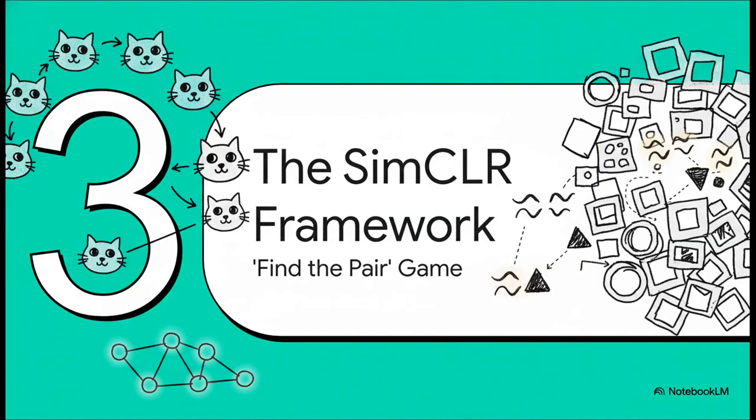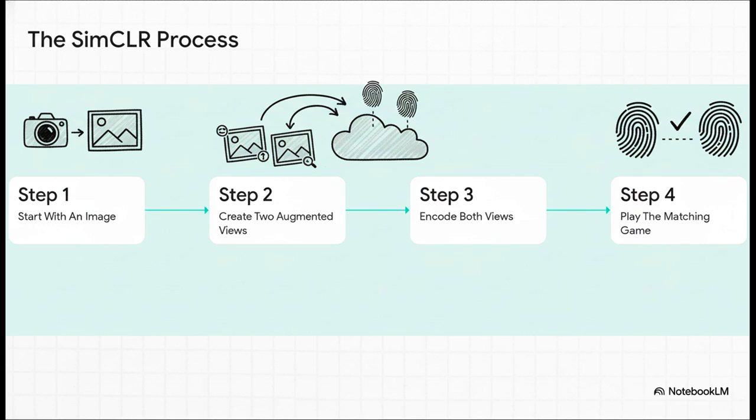So how does this actually work in practice? When you strip it all down, SimCLR is basically a clever matching game. It's like a game of memory, but for a neural network. It has to figure out which two pictures in a huge pile are just different versions of the same original image. The whole process breaks down into 4 really straightforward steps. You start with one image, you make 2 tweaked versions of it, you run them through a network to get those digital fingerprints, and then you make the network play the matching game.